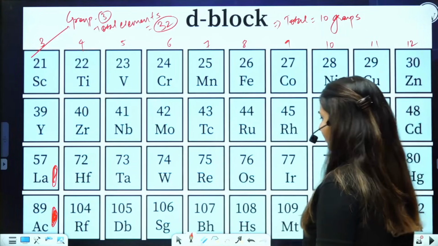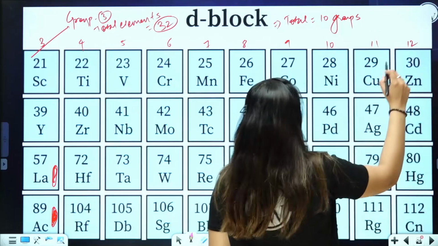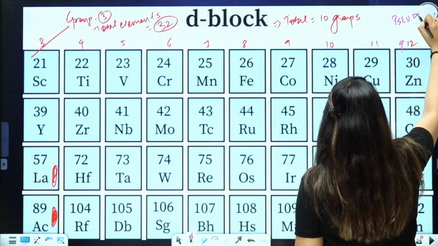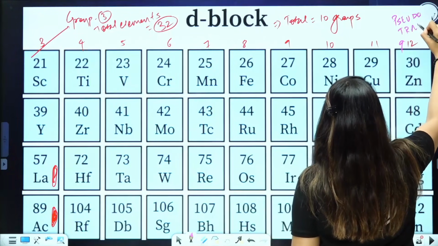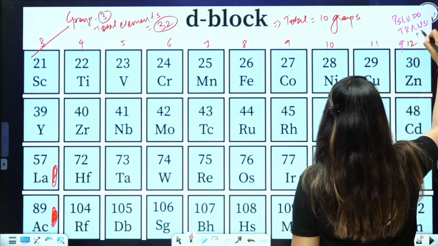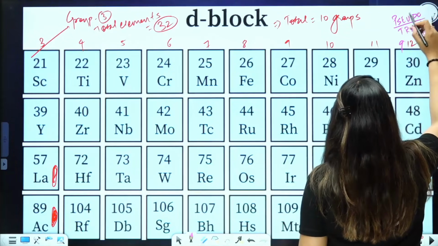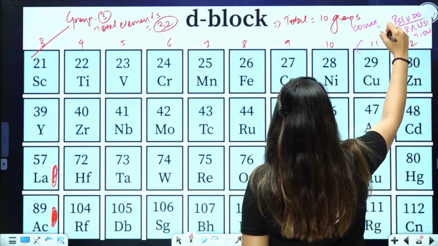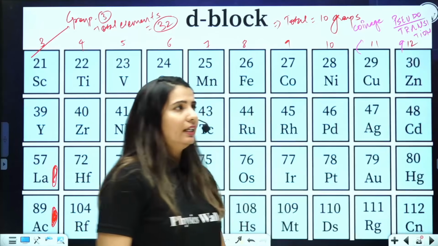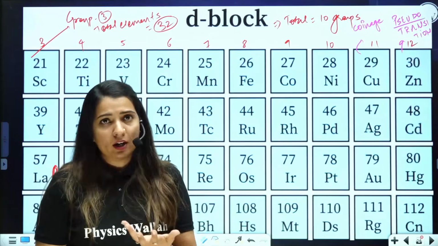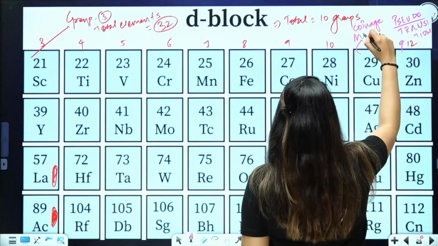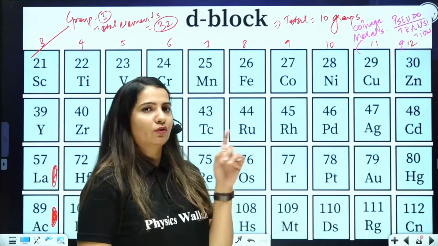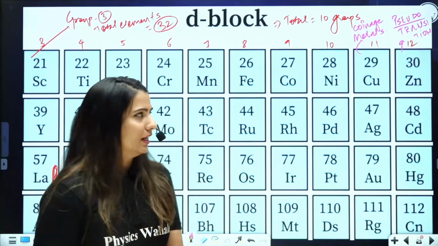Perfect. After that, group number 12 is considered as pseudo transition elements. Group number 11 is considered as coinage. The elements present here are used in making jewelry and ornaments, so they are considered as coinage metals. I will explain the meaning of pseudo, but first I am explaining the meaning of coinage, which is the elements used in jewelry and ornament making, right?